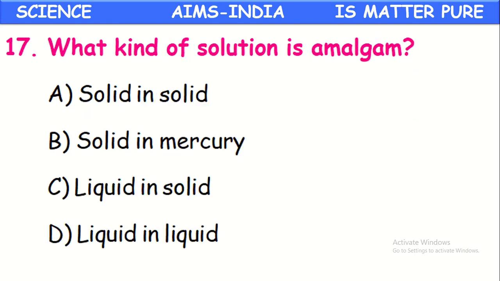Okay. Next, what kind of solution is amalgam? Amalgams are the homogeneous solutions of one or more metals with mercury. Generally metals are solids, so we can say solids in mercury. The mixture of metals with mercury are called amalgams. In that mixture one component is mercury, the other components might be any other metal. We know metals are solids other than mercury. We can say solid in mercury. Amalgam is a mixture of solid in mercury.